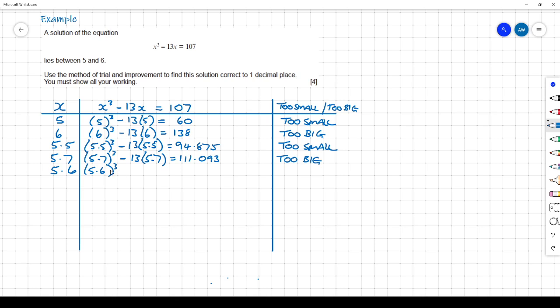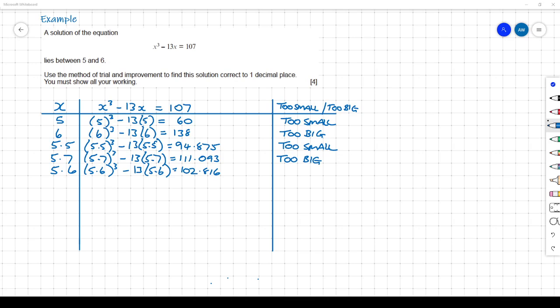So instead of 5.7, substitute it in, equals, let's bring up the calculator again. Okay, change that to 6. Change that to 6, press equals, 102.816. Let's have a, right, so there we are, back on the whiteboard.